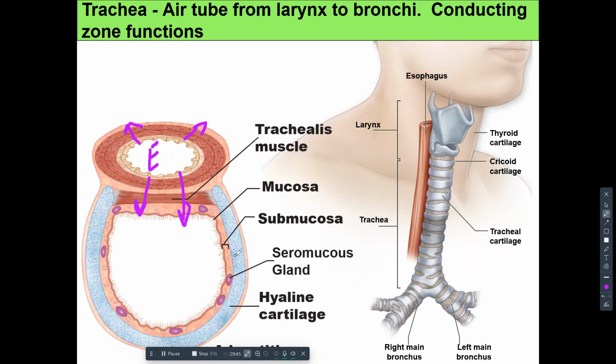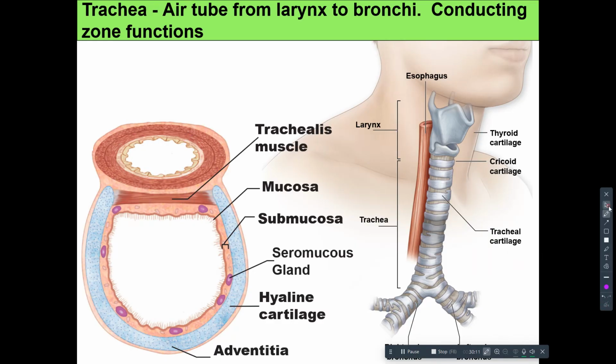So notice we have a ciliated epithelium. It's going to be pseudostratified ciliated columnar with goblet cells. We've got seromucous glands underneath the mucosa in our submucosa here, where we're going to make even more mucus. And then we got our cartilage. And then on the outside, we've got an adventitia, an anchoring layer of connective tissue. So some good stuff in the trachea right there.